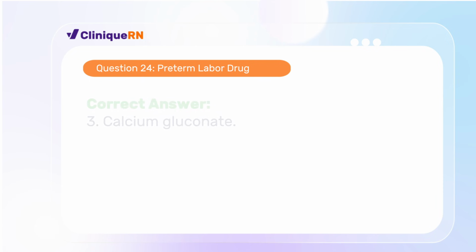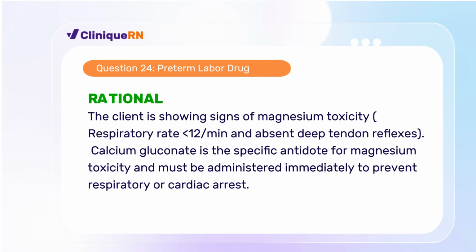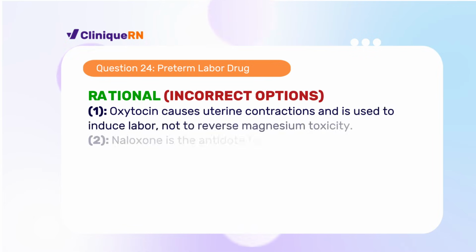The correct answer is 3. Calcium gluconate. Rationale: the client is showing signs of magnesium toxicity, respiratory rate less than 12 per minute and absent deep tendon reflexes. Calcium gluconate is the specific antidote for magnesium toxicity and must be administered immediately to prevent respiratory or cardiac arrest.